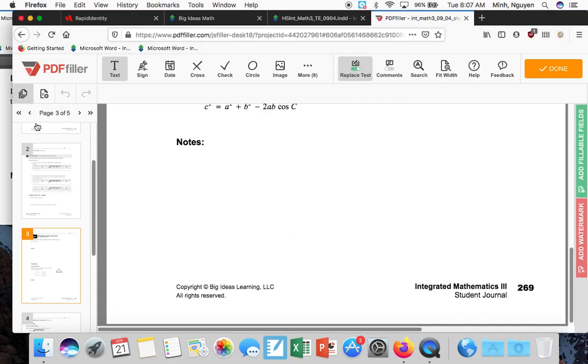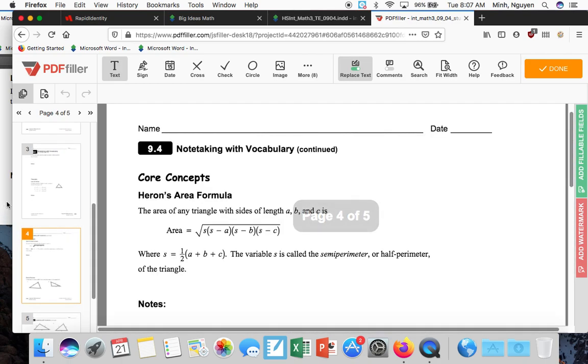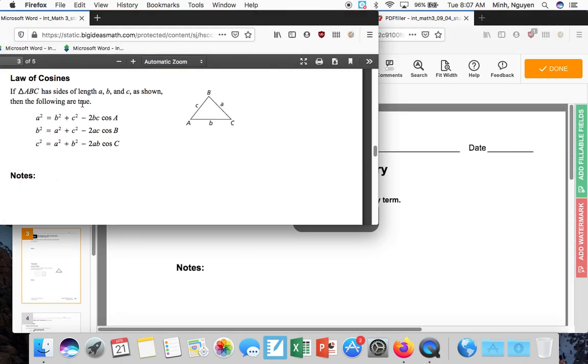So the formula: if triangle ABC has sides of length A, B, and C as shown, then the following are true. To walk back a little bit, this is still helping us. This is just another formula to help us solve triangles, depending on what information we have and how we can use that information to fill out the rest of the triangle.